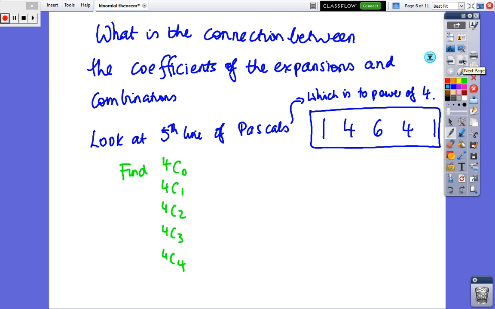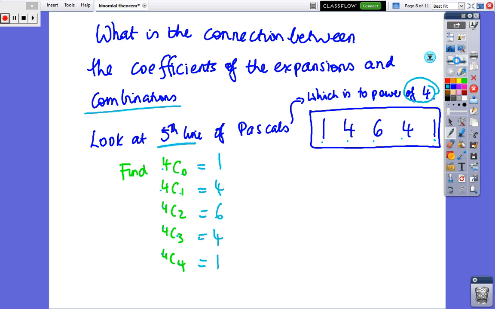So what's the connection between the coefficients of the expansion and combinations, which is what we've been studying? Okay? So if you look at the fifth line of Pascal's, which is to the power of 4, the numbers are 1, 4, 6, 4, 1. And on your calculator, if you do 4C0, 4C1, 4C2, 4C3, 4C4, you'll find that you get those coefficients. And we can use that to take shortcuts so we don't have to write out the triangle all the time.